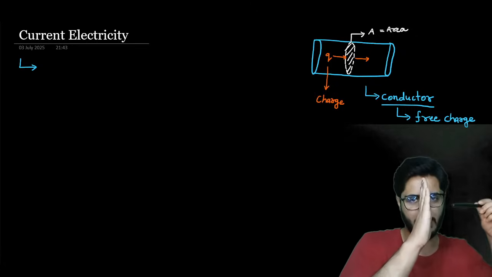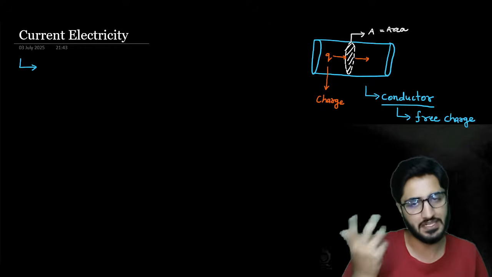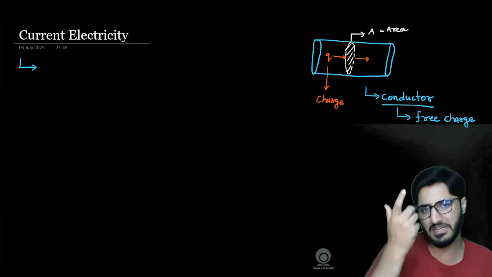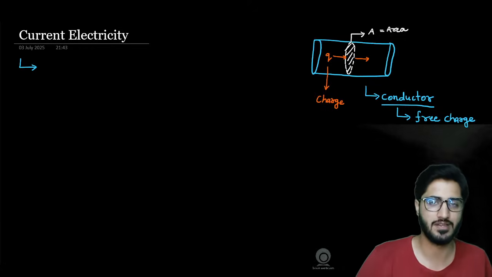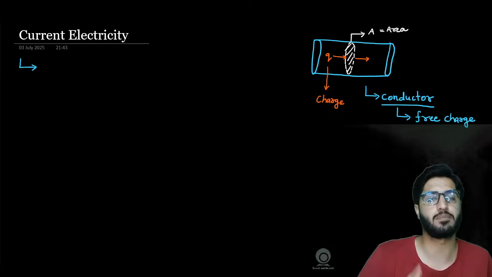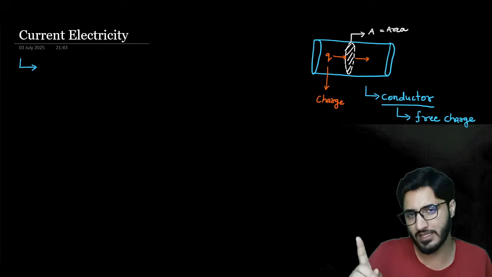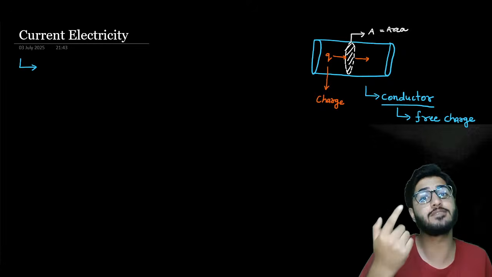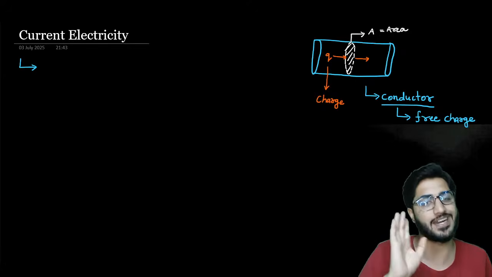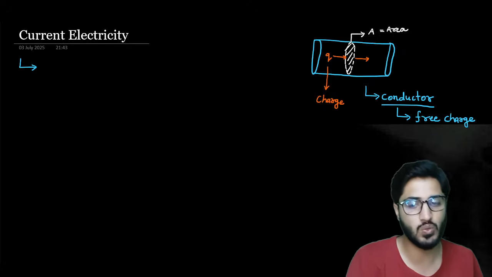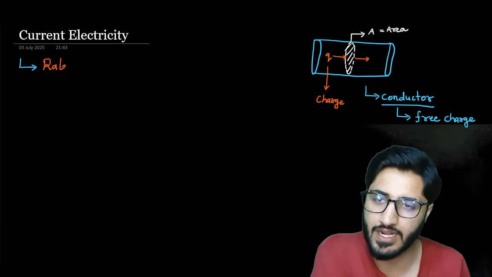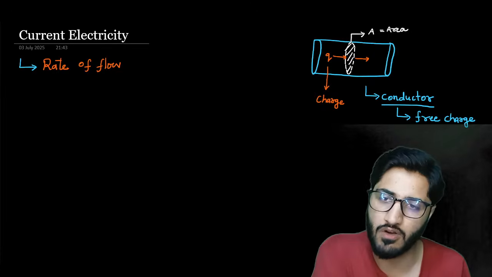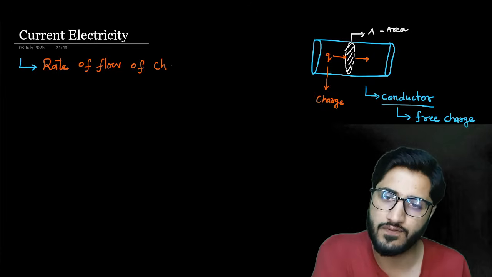So when the charged particle is crossing the area in some time interval t, let us suppose in 1 millisecond, 1 microsecond, 1 nanosecond, something will happen there. When charged particle is flowing in a time interval, something gets produced. That something is known as current. So what is current here? Sir, we can write it is the rate of flow of charge.